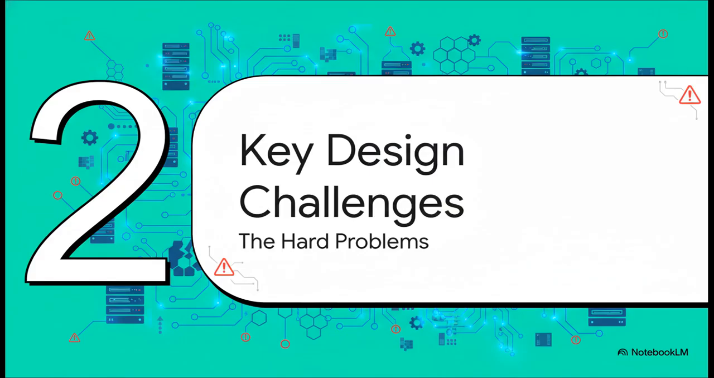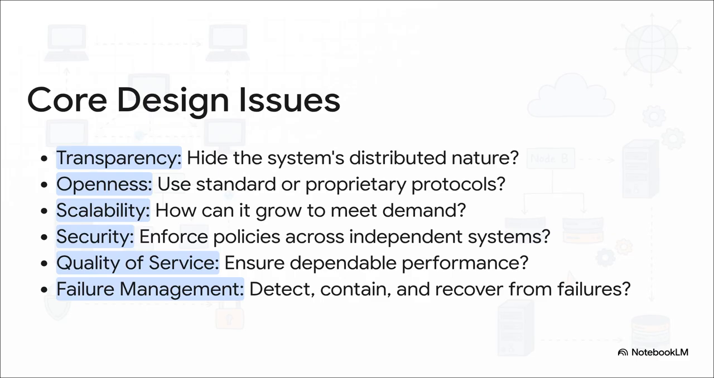Now, these systems are super powerful, but that power definitely comes with its own set of really tough design challenges that engineers have to wrestle with. When you're building one of these systems, you're constantly dealing with a bunch of core design issues. Take transparency. How much of the system's inner workings do you hide from the user? Do you try to make it seem like one machine or not? Then there's openness. Do you stick to standard protocols that everyone can use, or do you invent your own that might be faster but locks you in?